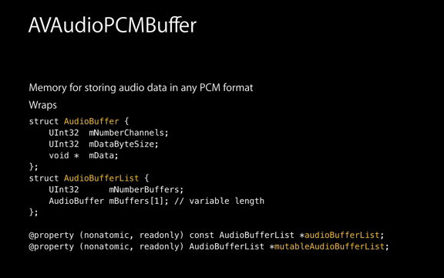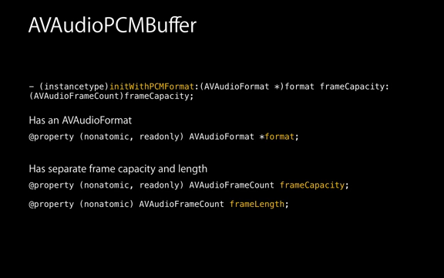So you can simply create an AVAudioPCMBuffer. It will create an audio buffer list for you of the right size. And you can always fetch it back out of the AVAudioPCMBuffer. Here's the initializer. So to create a buffer, you specify the format and a capacity in audio sample frames. You can always fetch back the buffer's format and the capacity with which it was constructed.